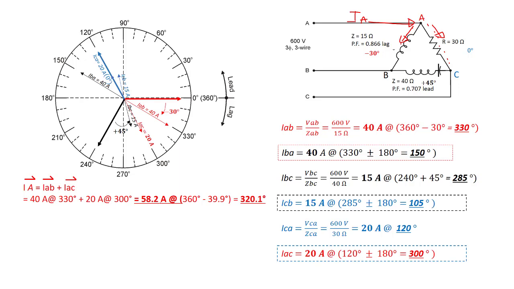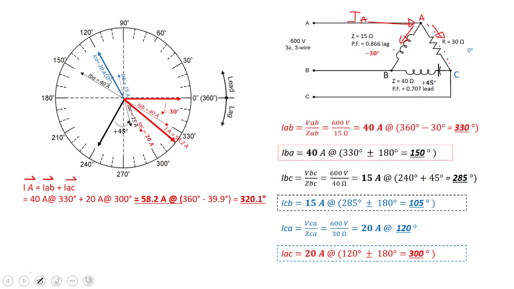That comes to 58.2 amps at 320.1 degrees. Because we ended up in the bottom half of our phasor diagram, our calculators will express it as a negative angle. So I'll have to take 360 and subtract 39.9 degrees, which is what will be in your calculator, in order to give it a positive reference. And that'll be 320.1. So if I plot that out, IA is right here, 320.1, 58.2.